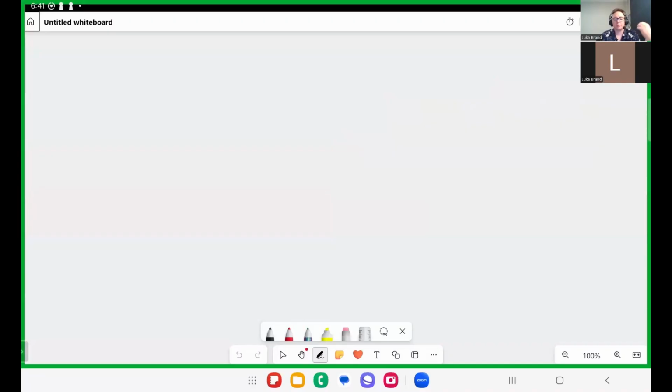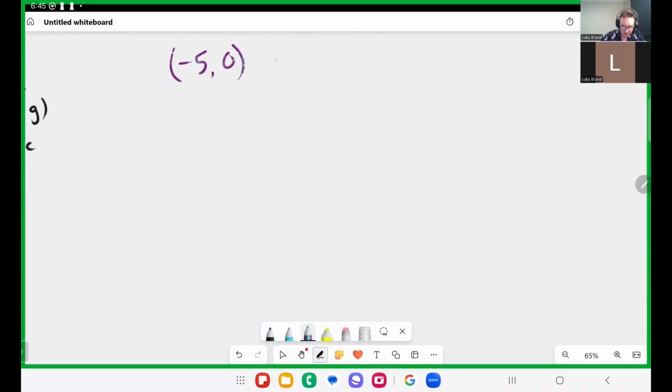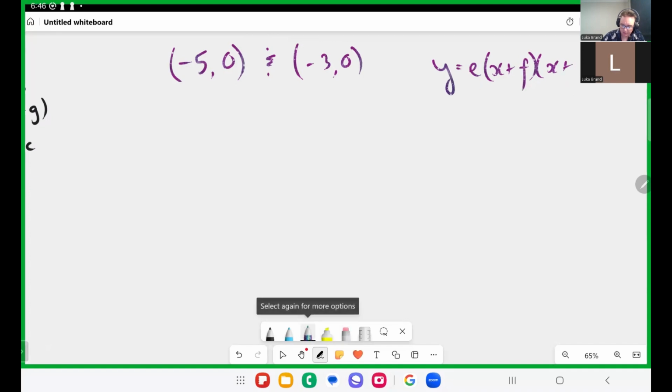All right. So in order to use this method, let's grab some points. So we have x-intercepts at negative 5, 0 and negative 3, 0. Now we have the equation y equals a(x plus f)(x plus g). Remember that these letters here can actually be anything I want. I'm just going to use those ones because they are variables we haven't used before.